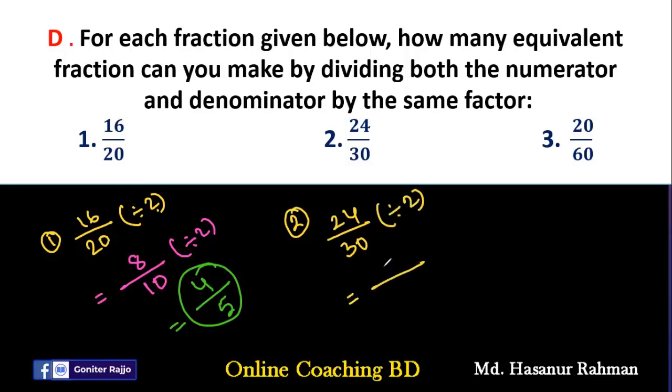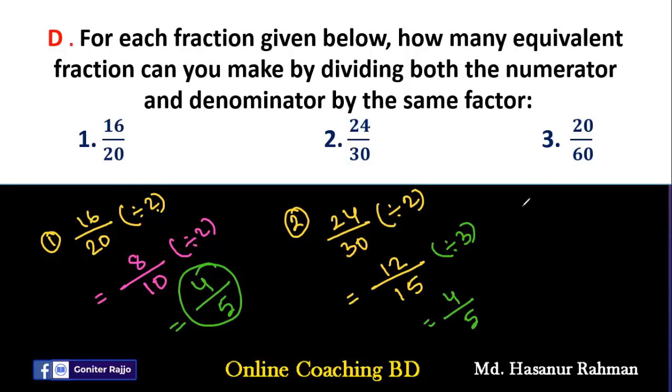24 divided by 2, it will be 12. 30 divided by 2, it will be 15. Now we can divide 12 and 15 both by 3. Look, 12 divided by 3, it will be 4. 15 divided by 3, it will be 5. Simple. That means the HCF of 24 and 30 will be 2 multiplied by 3, 6. That means if we divide 24 and 30 both by 6, we will get 4 by 5.